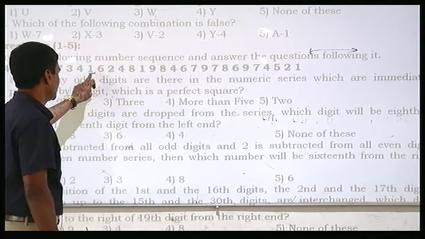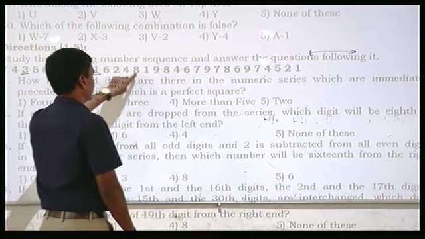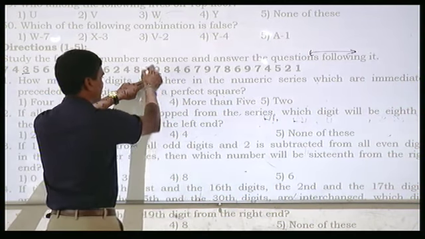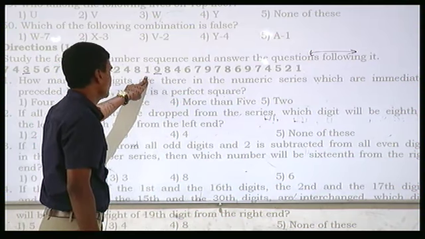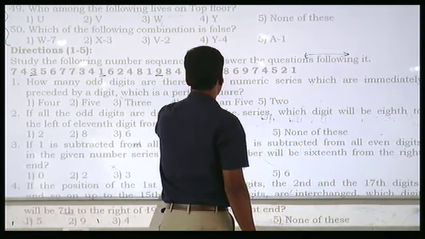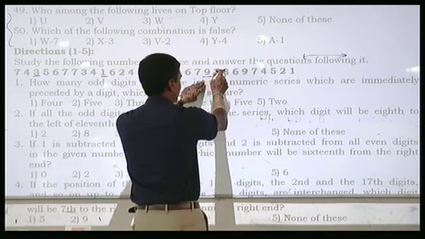Next one, 6 and 1, it is not the answer. 4 and 8, not the answer. 1 and 9: now 9 is an odd digit preceded by 1, and 1 is a perfect square. Then anything else? 1, 4, 9. 4 and 6, this is also ruled out. Then 9 and 7, odd digits.